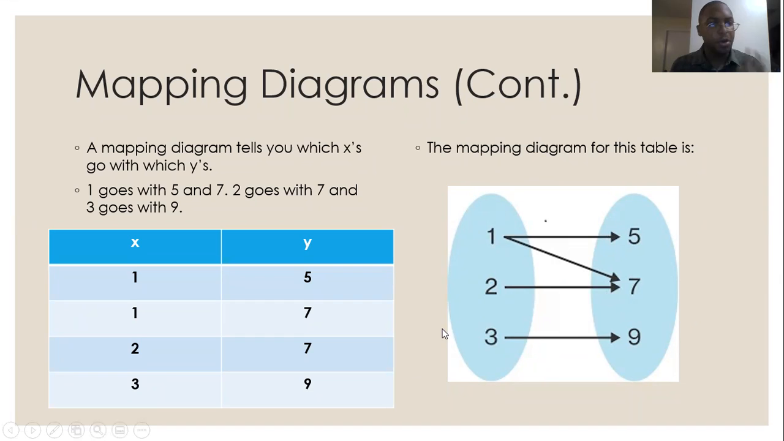And you're going to want to overcomplicate it because once we start giving it notation, you're going to want to multiply and divide and subtract and add and take square roots and all kinds of stuff. I really don't want you to complicate it. 1 goes with 5, 1 goes with 7, 2 goes with 7, 3 goes with 9. See what numbers go together. That's it. What x's go with which y's. All right.